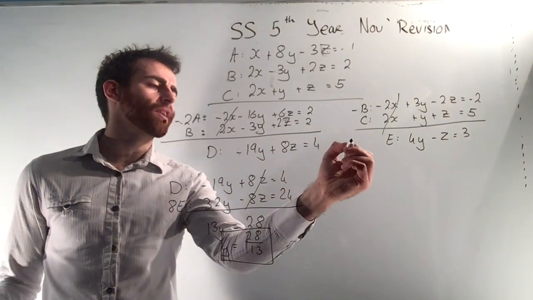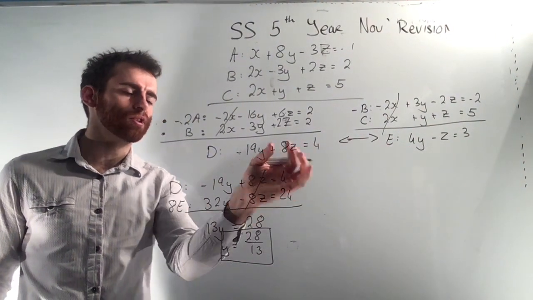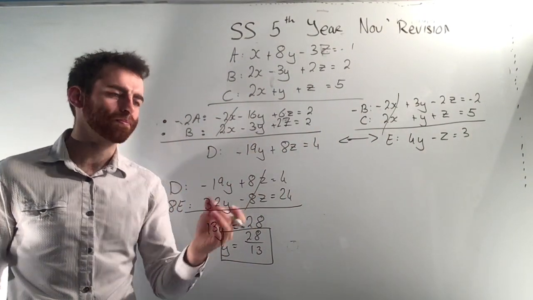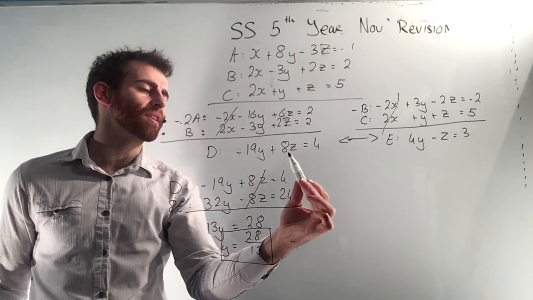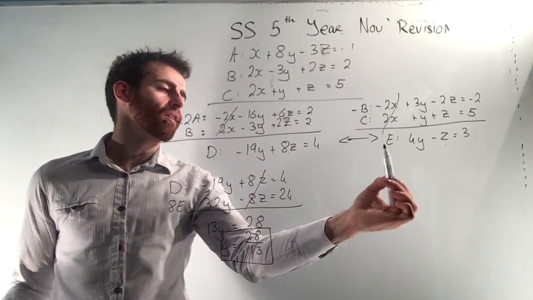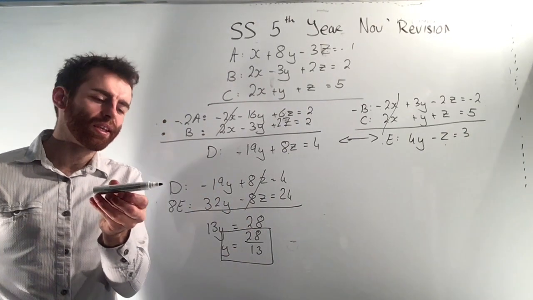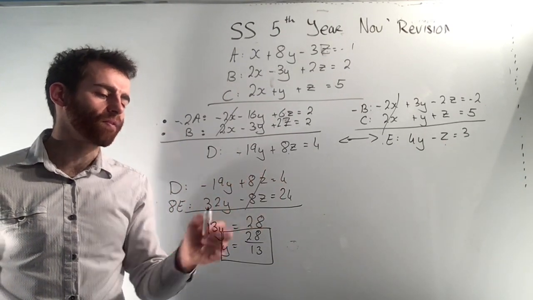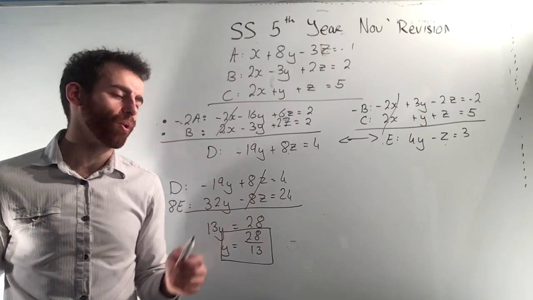So now you'll notice that at this stage, with equation D and equation E, I'm right back to junior cert simultaneous equations. I have two equations, two unknowns, so I can solve it. I realized the easiest thing to get rid of is the z's. If that's an 8z and that's a minus z, I decided to multiply the line E by 8. So I've taken the line D and 8E. D is minus 19y plus 8z equals 4, and 8E is 32y minus 8z equals 24.